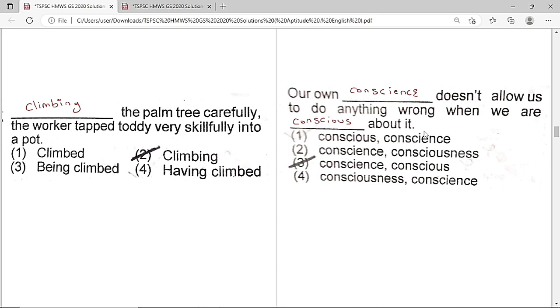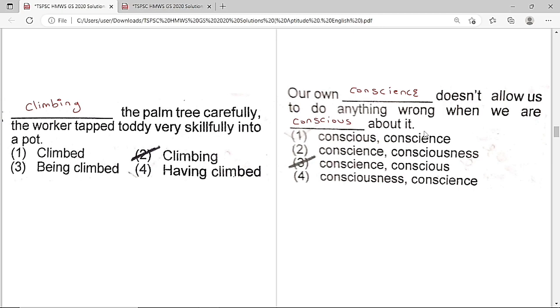Basically, when you are conscious about something, then your moral sense is going to tell you not to do those things. Suppose there is a cigarette. If you inhale a cigarette, then definitely you are going to get some disease. So these things, you have knowledge about this one.